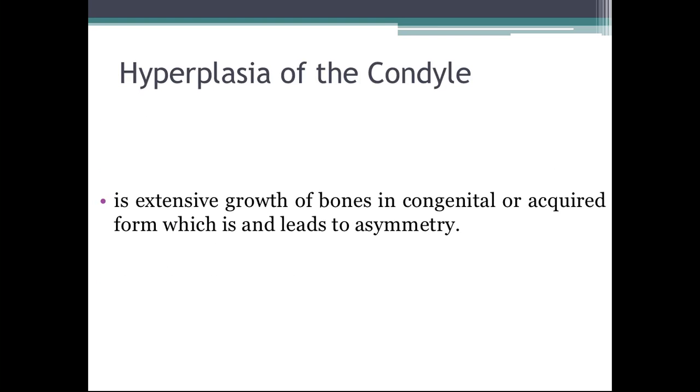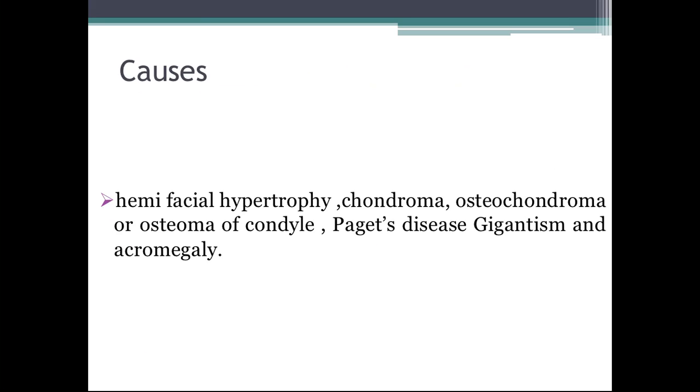Hyperplasia of the condyle: it is extensive growth of bones in congenital or acquired form and leads to asymmetry. Causes: hemifacial hypertrophy, chondroma, osteochondroma or osteoma of the condyle, Paget's disease, gigantism and acromegaly.